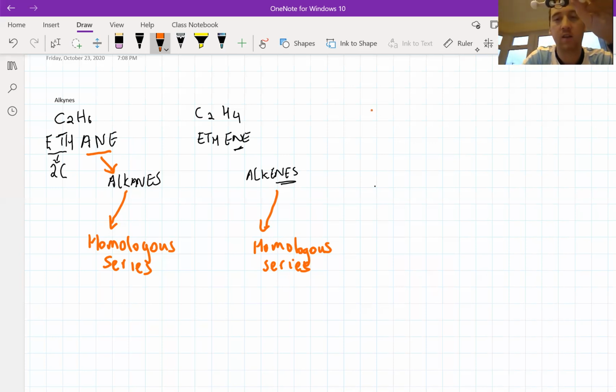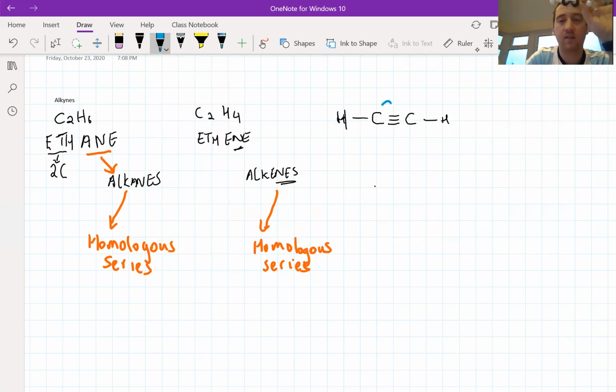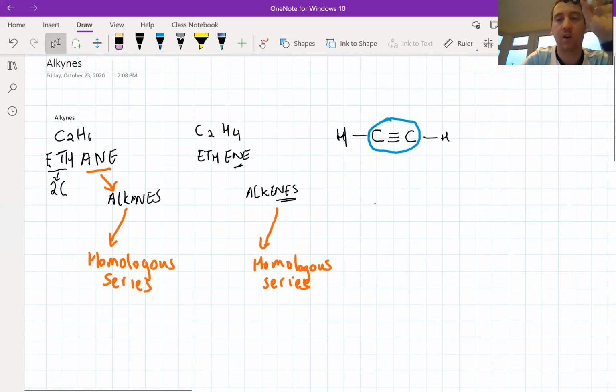So C. Oh, sorry, I'm going to just change the color to black. We've got C triple bond C with 1 hydrogen each side like this. That's how I would draw it. We have a new functional group here that we've not seen before, and that is this here, C triple bond C. This is a new functional group.